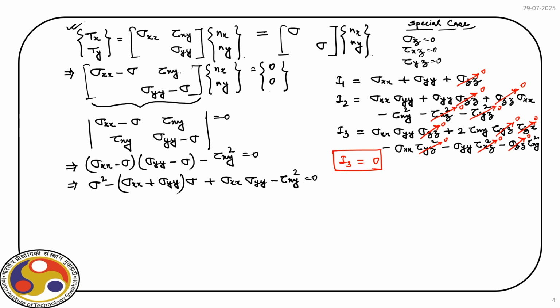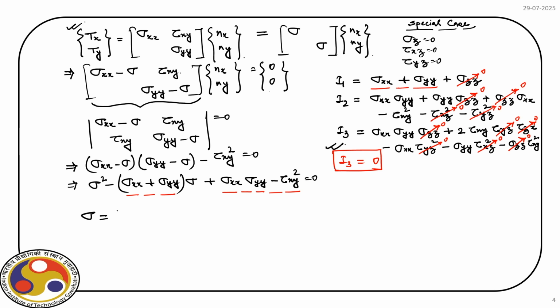Okay. And if you look at the expression, the remaining term, we have sigma xx plus sigma yy, and the second invariant, we have sigma xx sigma yy minus tau xy square. Again, the most important condition is that the third invariant is 0 for plane stress condition. Now, we can find out the roots of this equation.